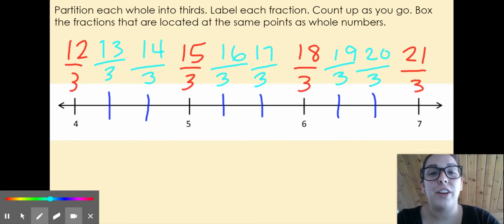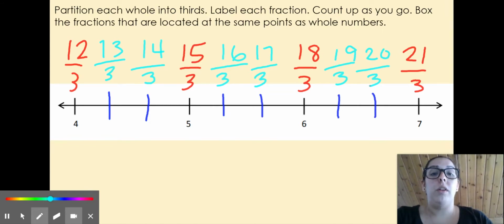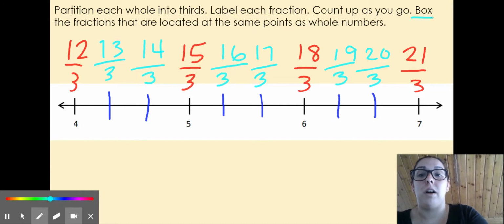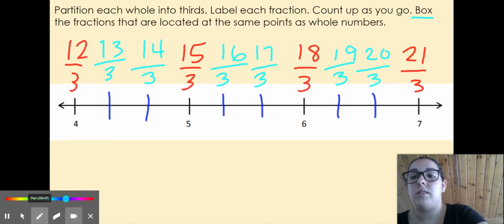Your number line should look something like this, where you have each whole labeled. We are missing something though, because it does tell us to box the fractions that are located at the same points as the whole. So let's go ahead and box those.